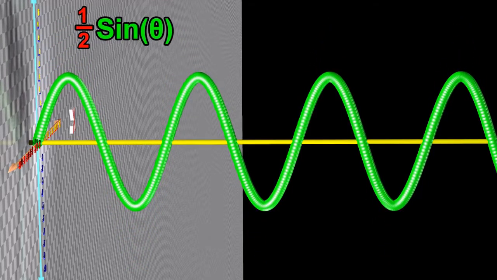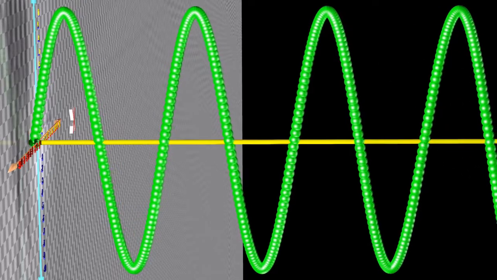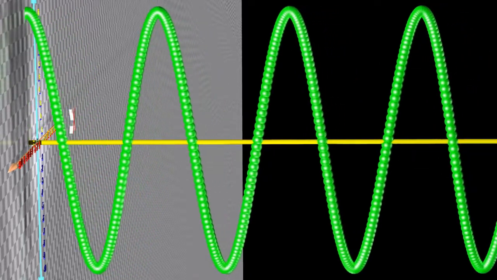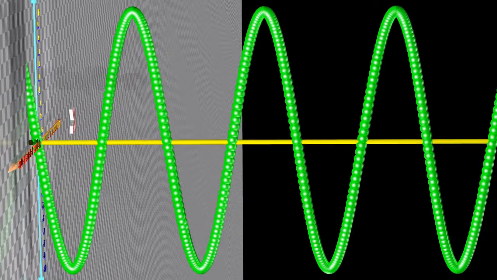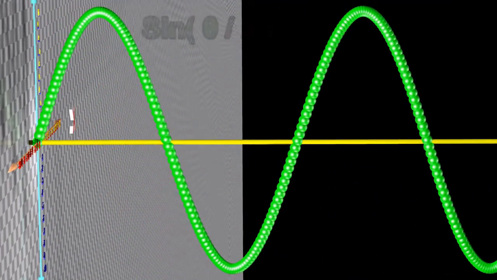We can change the sine wave's amplitude, phase, and frequency.